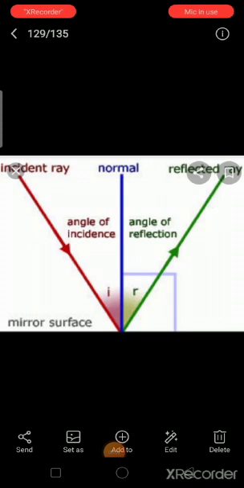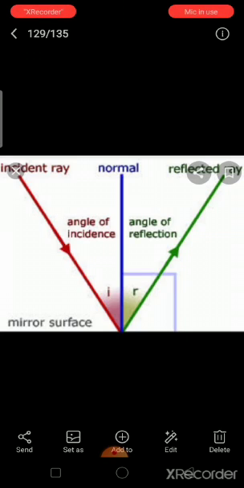So here in this picture you can see the incident ray and the reflected ray. The light rays hitting a mirror are called incident rays, and those coming out again are called the reflected rays. The angle at which light hits the mirror is called the angle of incidence, and the angle at which the light is reflected is called the angle of reflection. The angle of incidence is always equal to the angle of reflection.